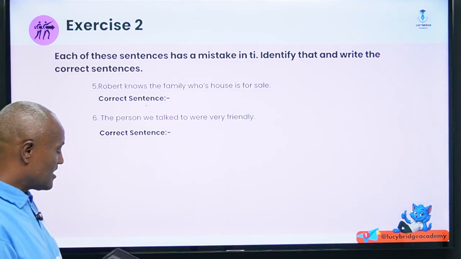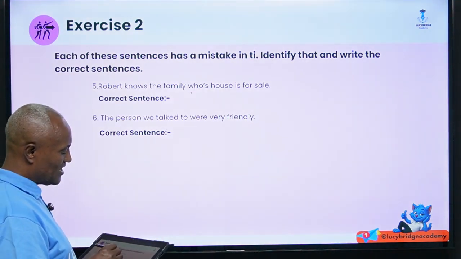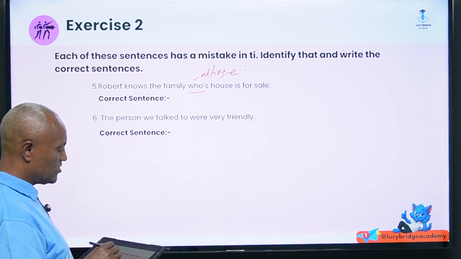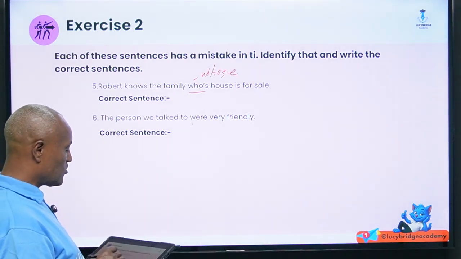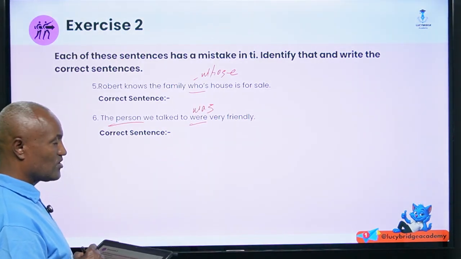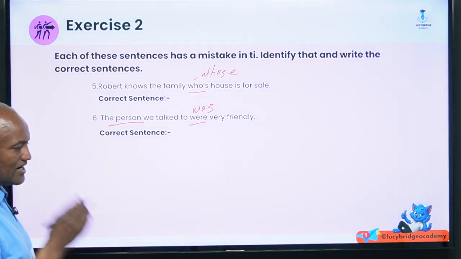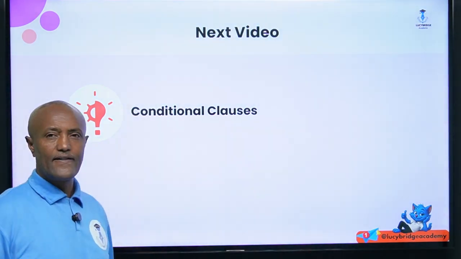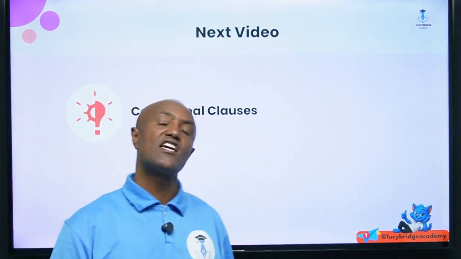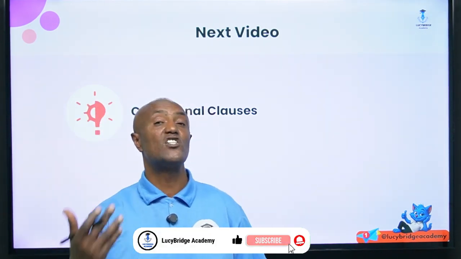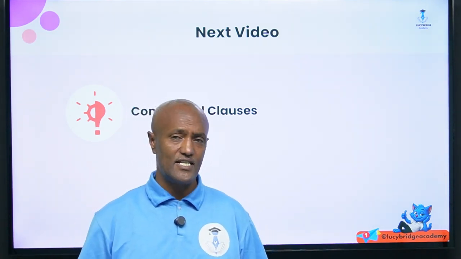And again here, Robert note the families, we don't use it like this. This must be whose. Whose house. The person we talk to, where. Here, this must be changed to whose, because we are talking about one person. This is the way you correct sentences. Sometimes you may be given questions like this. This is what I have as a revision, as you strengthen your knowledge of the relative pronoun. This question helps you and shows you how to use the relative pronoun properly and correctly.